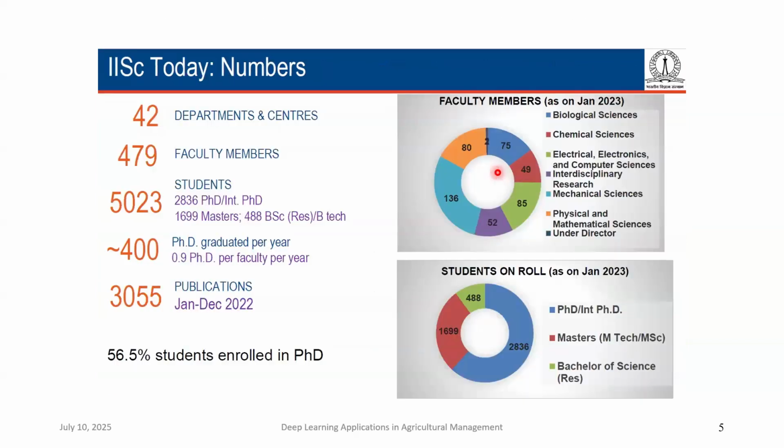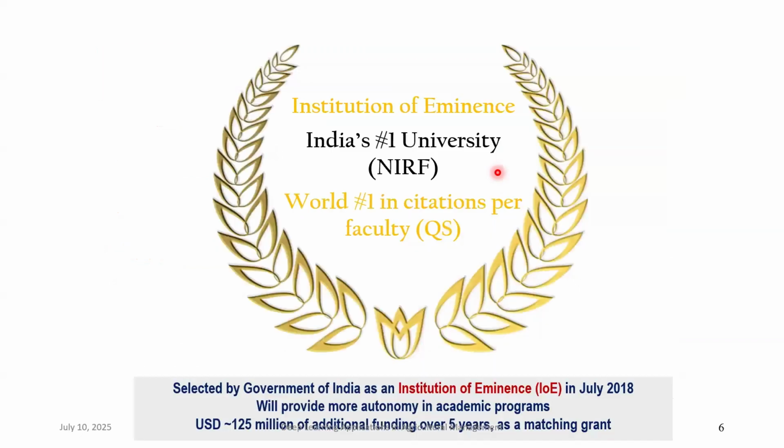It has about 42 departments and centers and about 500 faculty members, 5,000 students, but most of them are graduate students, either pursuing masters or PhD. And PhD students are about 60% of the total students in IISc. So roughly about one PhD per faculty is the annual productivity in IISc, and about 3,000 publications and things of that kind. But it's also ranked as always as the #1 institute or university in India.